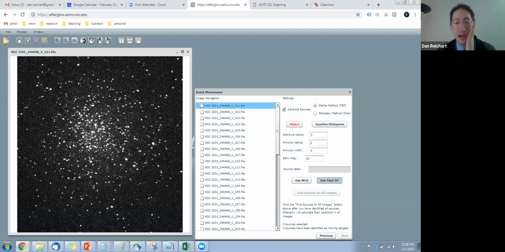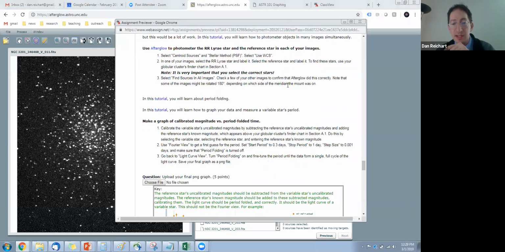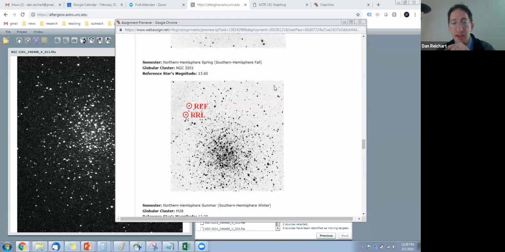We're going to click on either the reference star or the aurolari, label it, click on the other, label it, and then use the WCS and find them in all images. So let's see here. Back to our finder chart. So we have this kind of cluster, and it's right above it. So this is the aurolari out here.